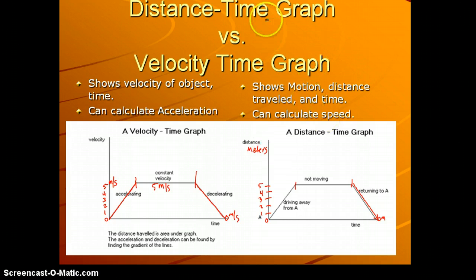Okay. That'll be the end of the notes this time, and we will start acceleration, calculating acceleration on the next set of notes.